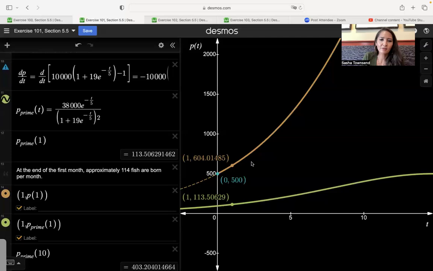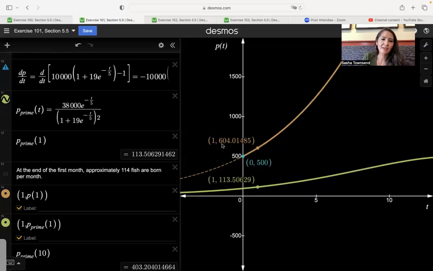So the orange graph is their original function. This is just saying 1 month after those 500 fish were released into the lake, there are 604 fish. And the population of fish is increasing at a rate of 113.5, or approximately 114 fish per month. So as we go from our first month to our second month, we're expecting to add about 114 additional fish to that 604 fish that are already there.